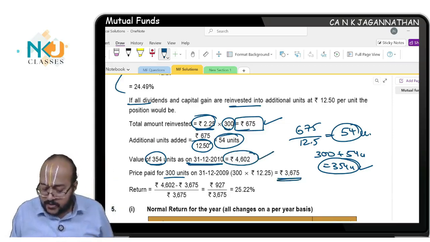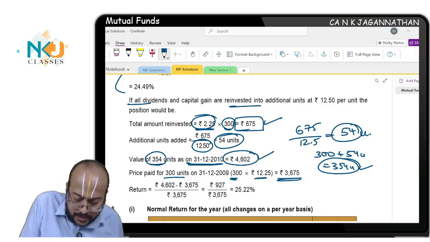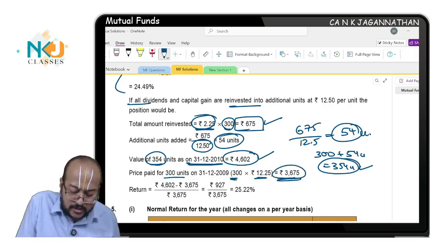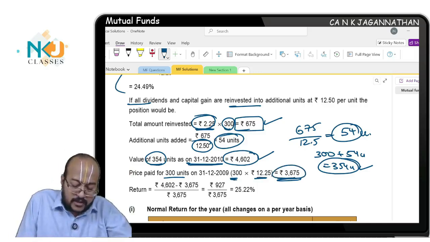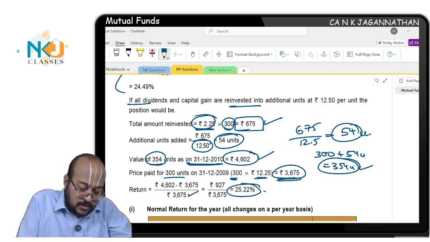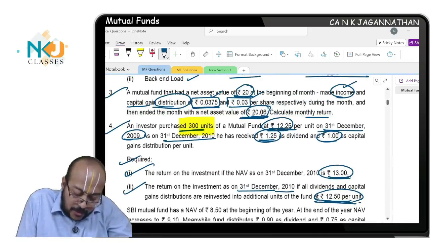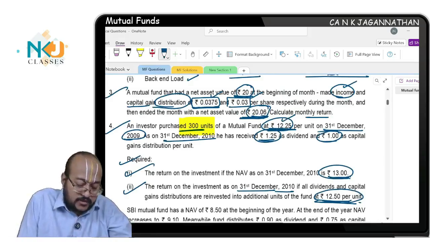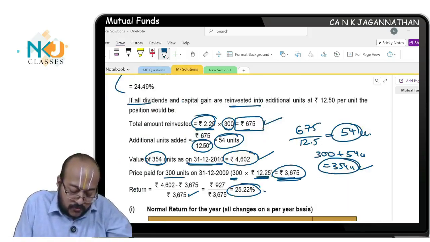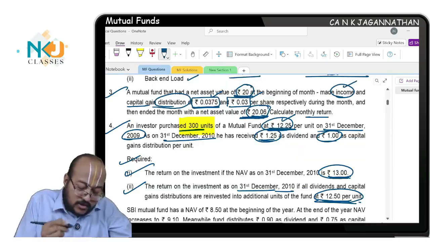Purchase price, you need to deduct the price paid for 300 units. How much is that? 300 into 12.25. How much is that? 3675. How to compute the return? 4602, the value at the year end, minus year beginning value divided by 3675, you will get 25.22%. Are you all understanding? 12.25 they have given as opening purchase price, correct? 300 units were invested at 12.25, hence the price paid is 3675. Are you all understanding? Next, take question number 5.